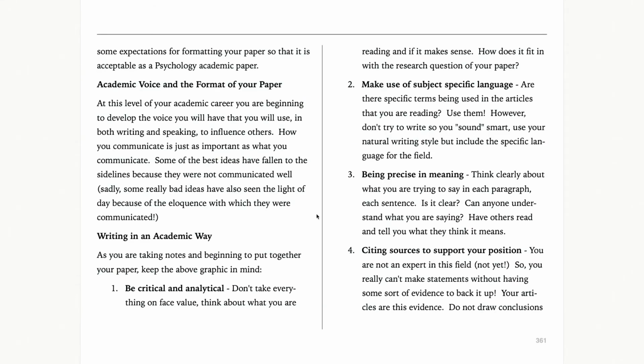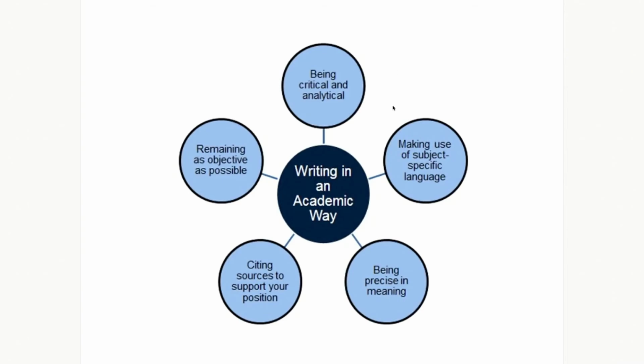At that point, you start writing your paper, and I have all kinds of information here, kind of a brief version of what you find extensively covered in the APA manual. Go into writing in an academic way, being precise, citing your sources, remaining objective, being critical and analytical, make use of subject-specific language. You're speaking the language of the science. That's how you write in an academic way.